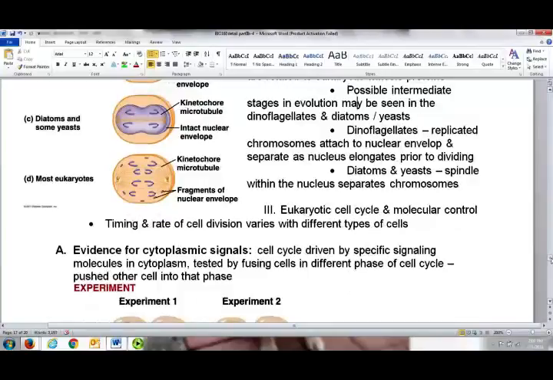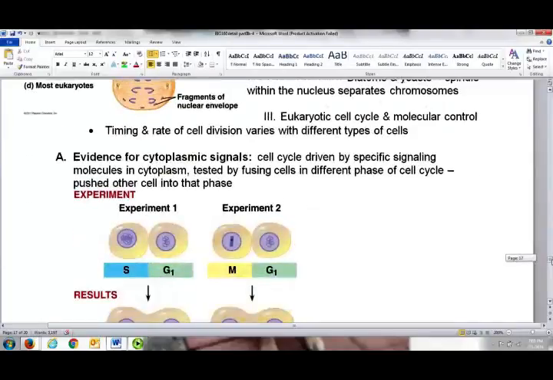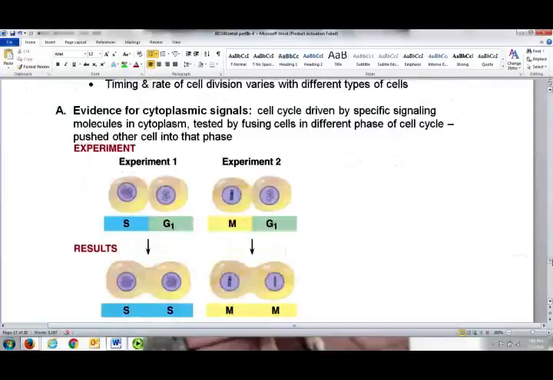So when we look at the eukaryotic cell cycle and molecular control, the timing and rate of cell division really does vary with the different types of cells. Some cells very rarely divide, others divide fairly frequently. So we have pretty good evidence for there being cytoplasmic signals to tell the cell when to divide. The cell cycle is driven by specific signaling molecules in the cytoplasm.